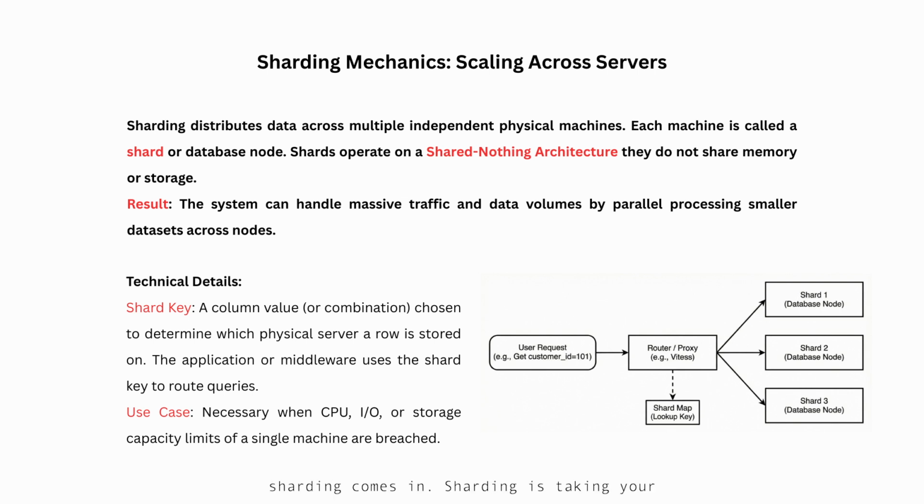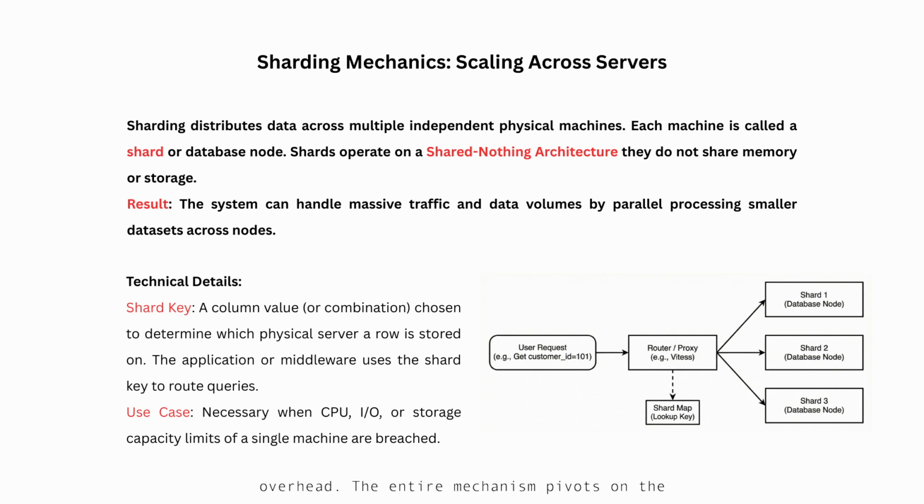Sharding is taking your gigantic database and splitting its rows across multiple independent physical machines. Each server, or shard, is a fully autonomous database instance responsible only for its unique subset of data. This distributed design is also known as shared nothing architecture, which means adding new shards adds capacity almost linearly because there is minimal coordination overhead.